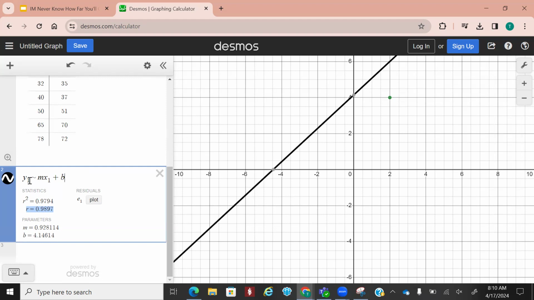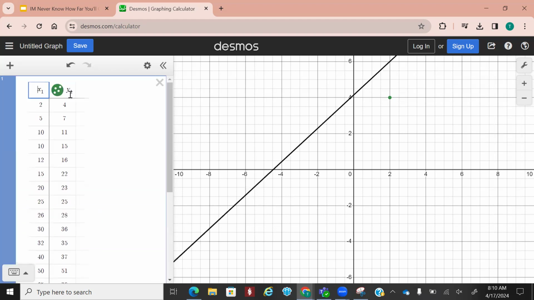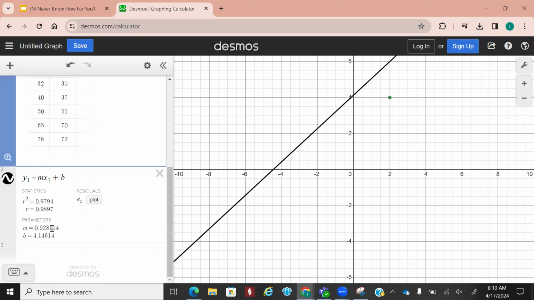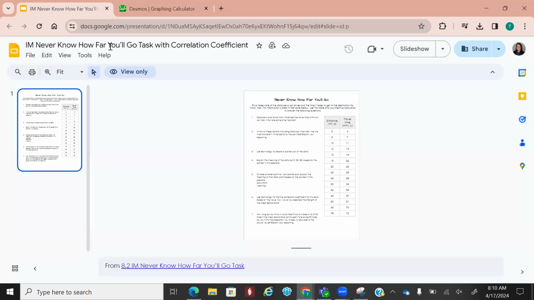Okay. Need to write this guy down. Always make sure that your table says X1, Y1. If it doesn't say that, you literally can go in there and type X1, Y1. Okay, that's fine.